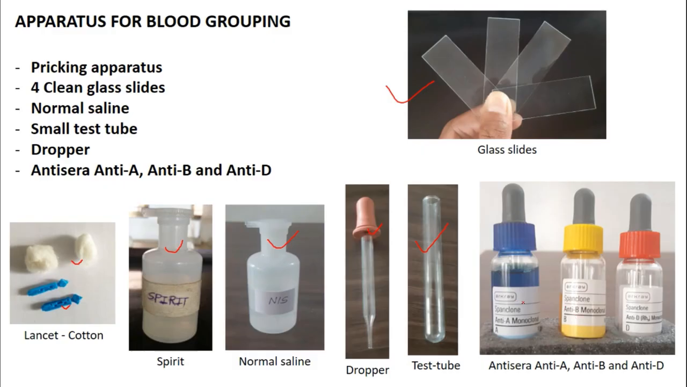This anti-A solution contains agglutinin against agglutinogen A. This anti-B solution contains agglutinin against agglutinogen B, and anti-D solution contains agglutinin against agglutinogen D, meaning Rh antigen.